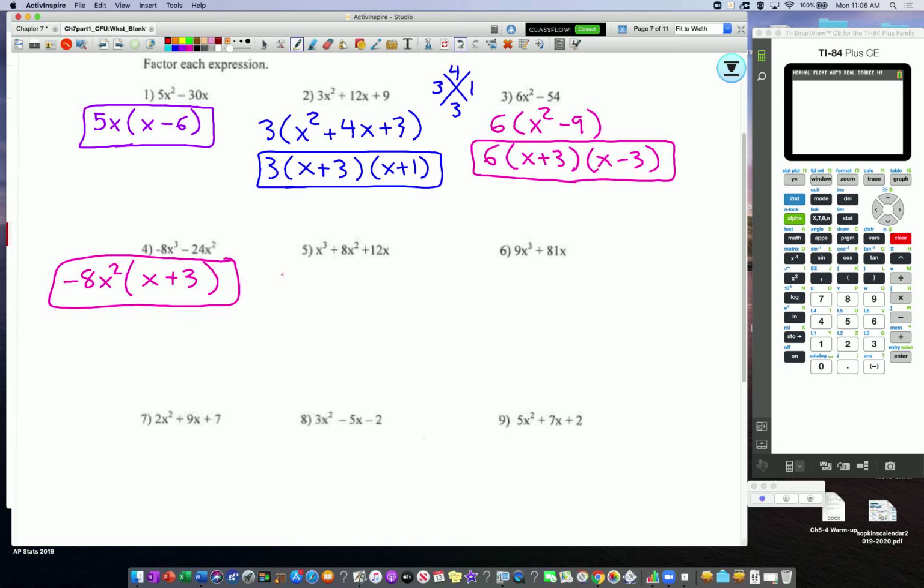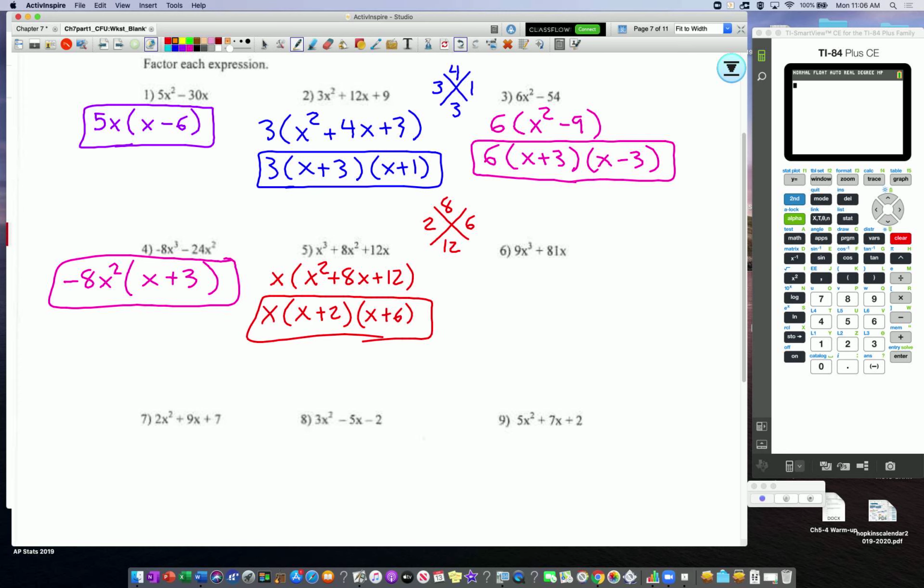All right, next one. Looks like they all share just an x. So x squared plus 8x plus 12. Right away I'm thinking factors of 12 that add up to 8. I think we've seen this one before. 2 and 6. So I have x on the outside, x plus 2 times x plus 6. Just like that. We're cruising right along.